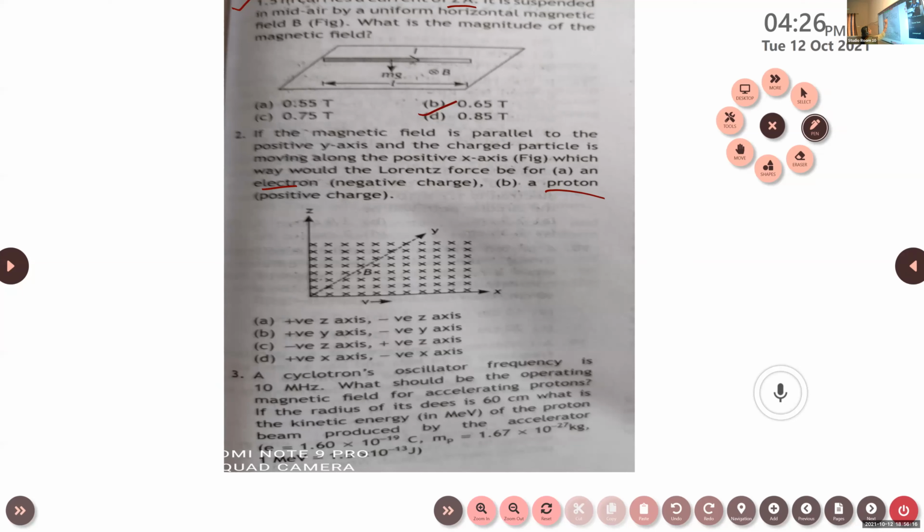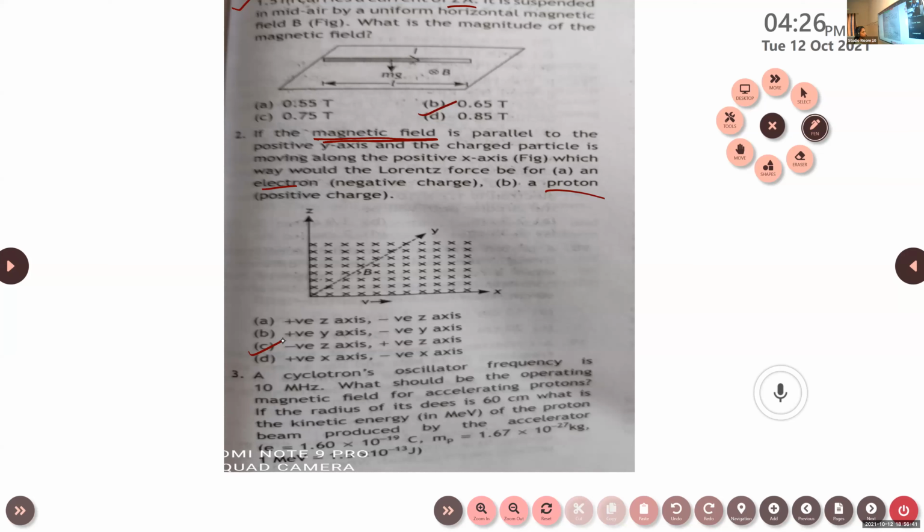Here the direction of the magnetic field is, option C. Negative Z axis and positive Z axis, right? Why? It should be mutually perpendicular to each other. That is the condition for the application of the Lorentz force. Actually, option C is right.